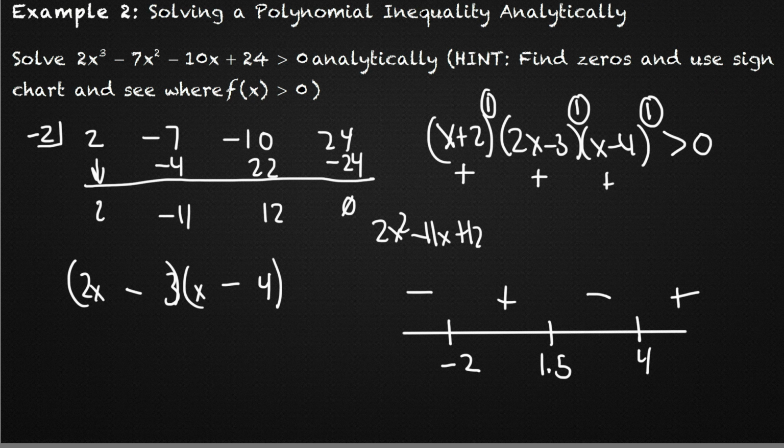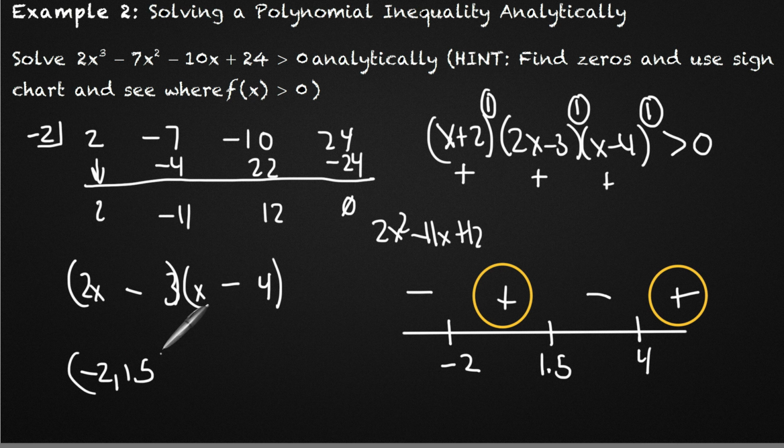I'm going to circle it. It's greater than 0 here and here. So we need to write those intervals down. So it's going to be from negative 2 to 1.5 in union with 4 to infinity.